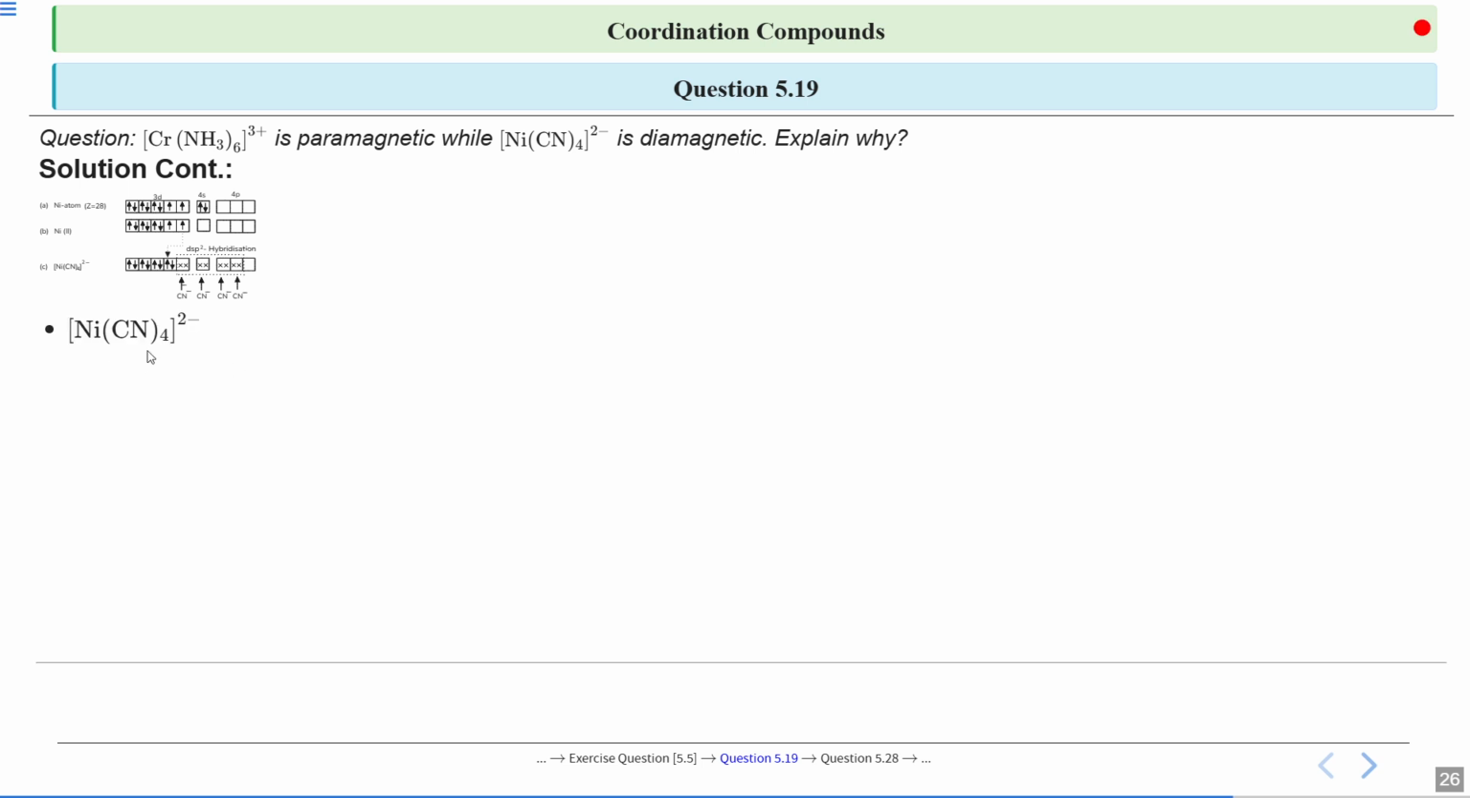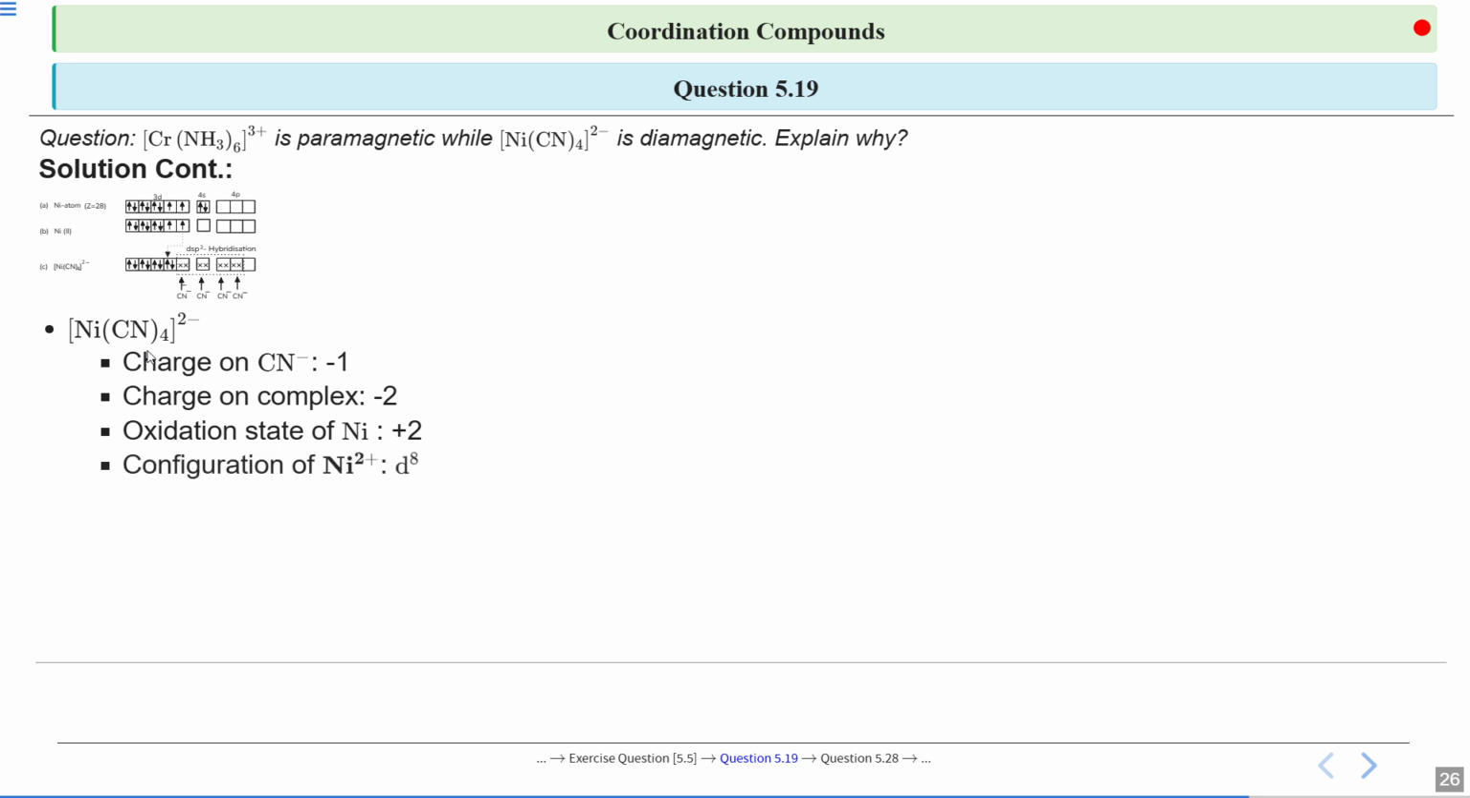So for this complex, [Ni(CN)4]2-, the charge on cyanide is -1 because it is an anionic ligand. The charge on the complex is -2. The oxidation state of nickel here is +2 if you calculate, and the configuration of nickel +2 is d8 if you talk about the d orbital, d8, and 4s2 also.